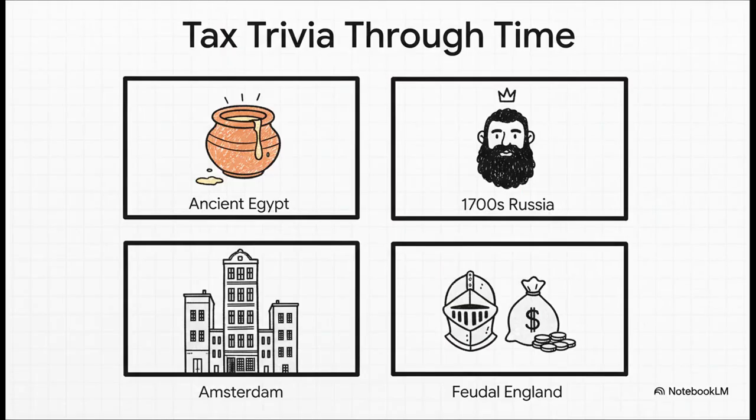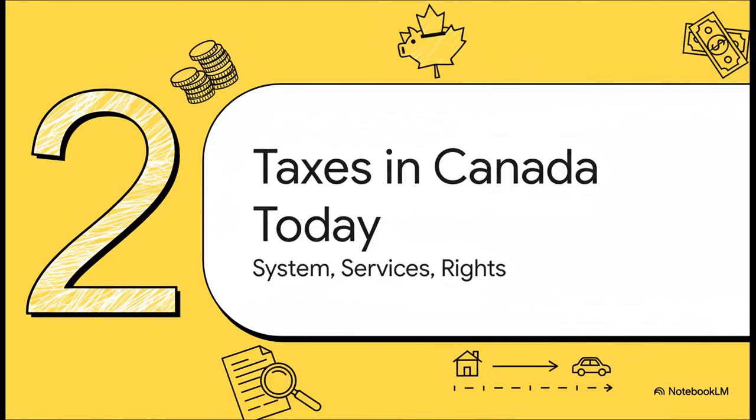And here's where it gets kind of fun. Governments throughout history have been, well, let's just say creative with what they decided to tax. I mean, get this. In ancient Egypt, they taxed cooking oil. Fast forward to 1700s Russia, you had to pay a tax on your beard. In Amsterdam, your property tax was based on how wide your house was, which, by the way, is exactly why you see all those super tall, skinny houses there. Oh, and in feudal England, if you weren't keen on going to war, no problem. You could just pay a tax called scutage to get out of it. So yeah, from beard taxes to skinny houses, it's clear this whole idea has been around for a long time.